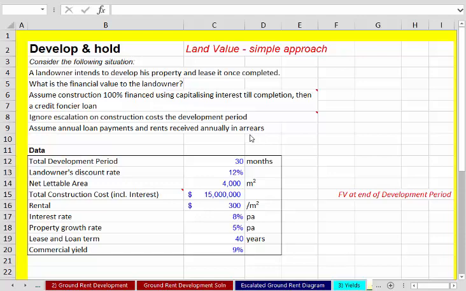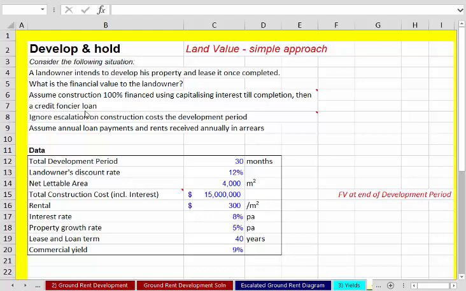Oh, one other point that we're going to be including here is that because we're assuming that the development is 100% debt financed, at the end of the development period we're still going to be owning the property, so we don't get money just coming out of the air. What we're going to do is turn that development loan into an investment loan, and we're going to pay it off as a credit foncier loan. The reason we're going to do that is that we want to get to the end of the investment period, the end of the economic life of the building, with no debt.